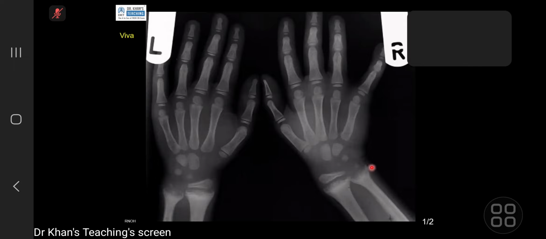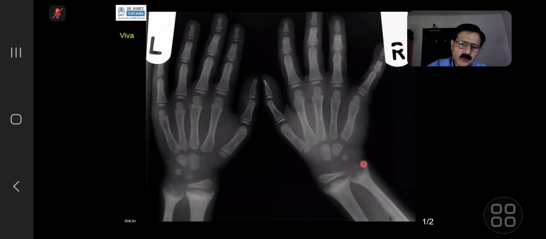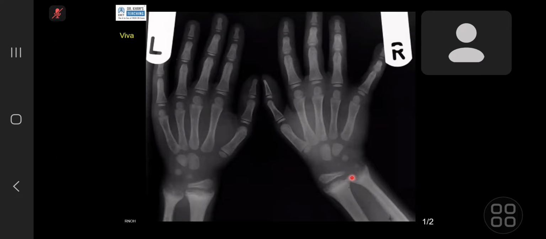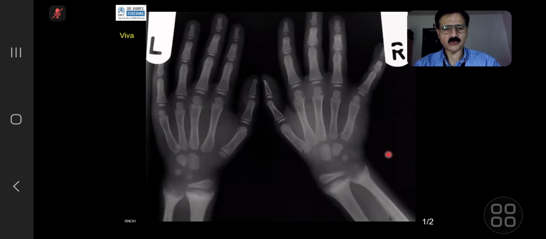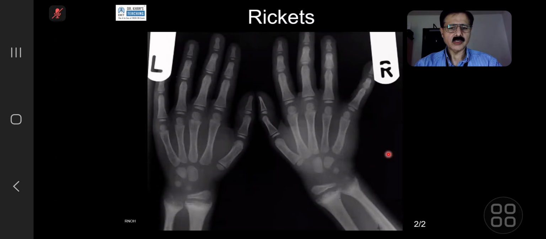Do you think this cannot be a Pelkan spur where I am pointing out, or this one here? Maybe it's just a pseudo appearance because of the cupping of the distal radius and ulna. Okay, well done, very good. I'll take over now.